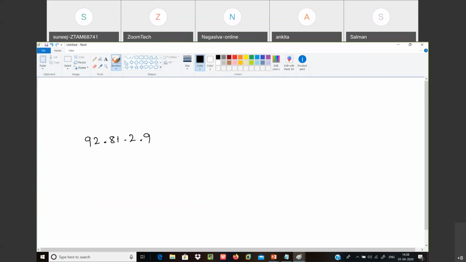92.81.2.9. This IP address belongs to which class? Very good, Class A. Now, what will be the network ID of this address? Perfect. 92.0.0.0, right? So what will be the broadcast ID? All right. 92.255.255.255.